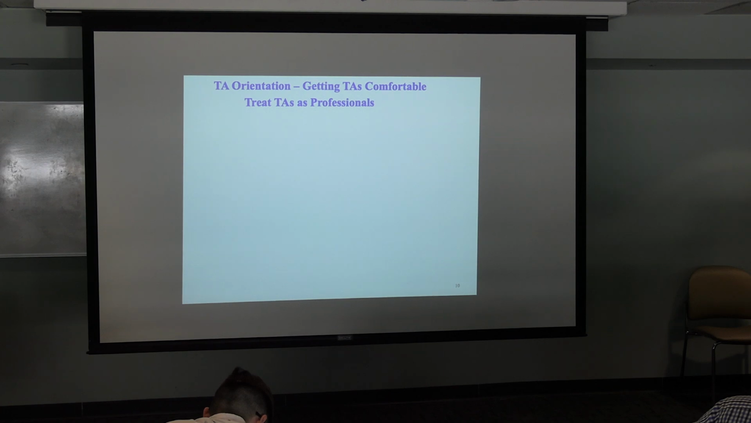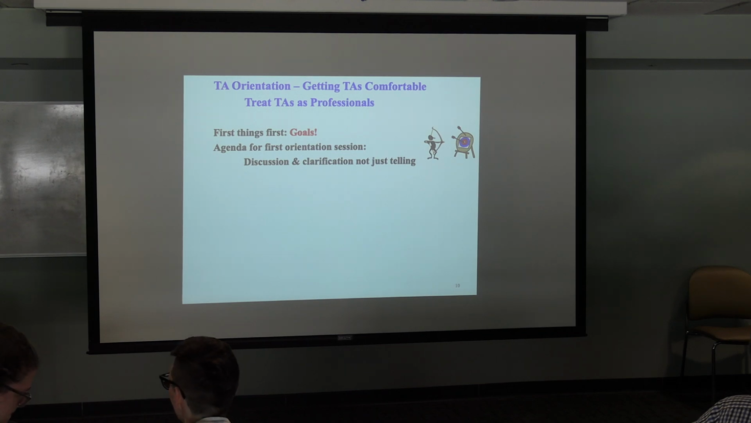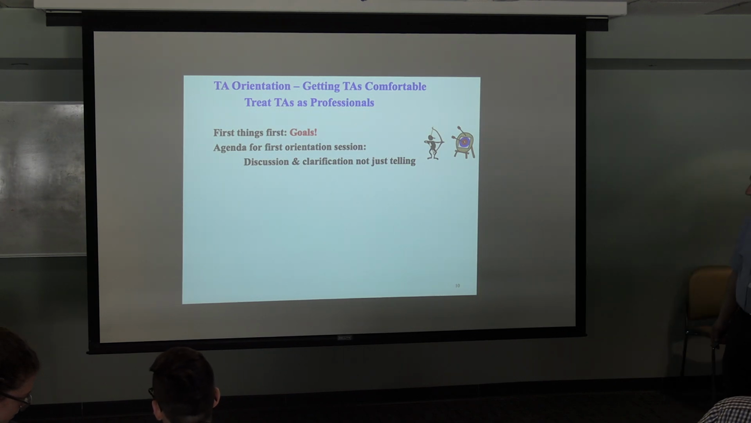So the main purpose of our TA orientation is to get the TAs comfortable and to get them used to being treated as professionals. They're no longer students in this realm. They're professionals, and we want to treat them as such. And so just like in here, the first thing we want to let them know is what the goals are. We let them discuss what the goals should be, reflecting on their own undergraduate career, about how this felt to them. And so this is the agenda for the first orientation session.